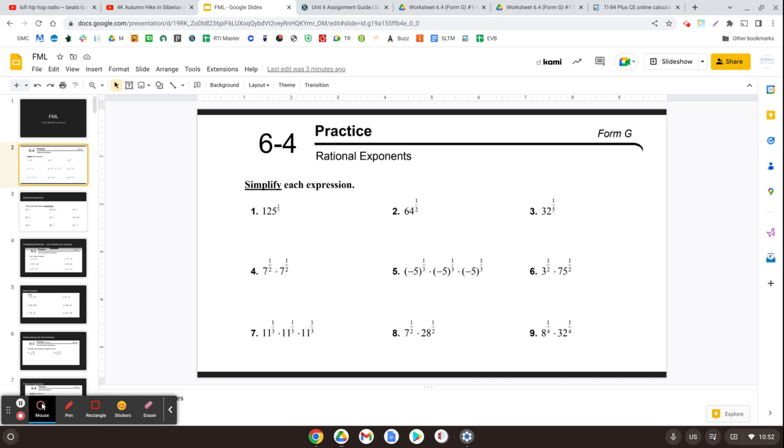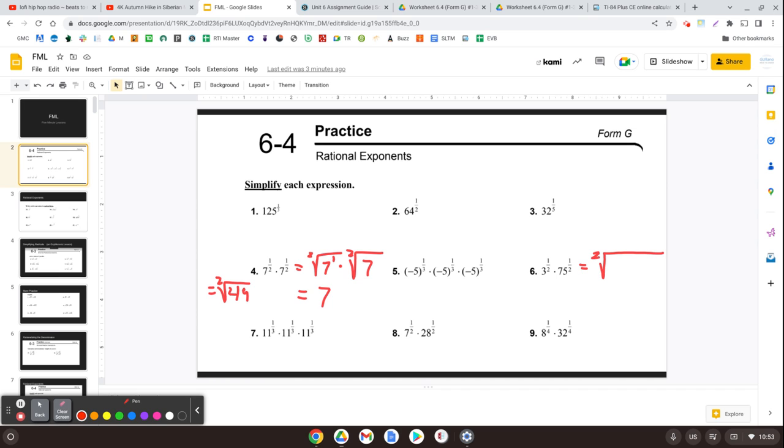So I don't know. You could do this in your calculator, but what does this really mean? Well, it's the square root of 7 to the first times the square root of 7. Well, that's just 7. Or, I mean, you can think about it as the square root of 49 equals 7. So a lot of these, they're going to simplify out pretty easily, but you can just do them in the calculator. This ends up being the cube root, the square root of 3 times 75, which is 225, which is 15, okay?